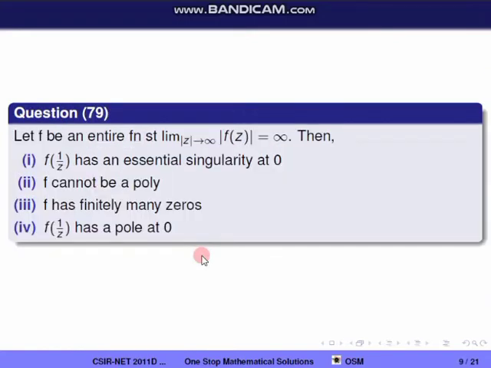So now we'll check the correct options. We got f is a polynomial and f has finitely many zeros, and f of 1 by z has a pole at 0. So options 3 and 4 are correct.